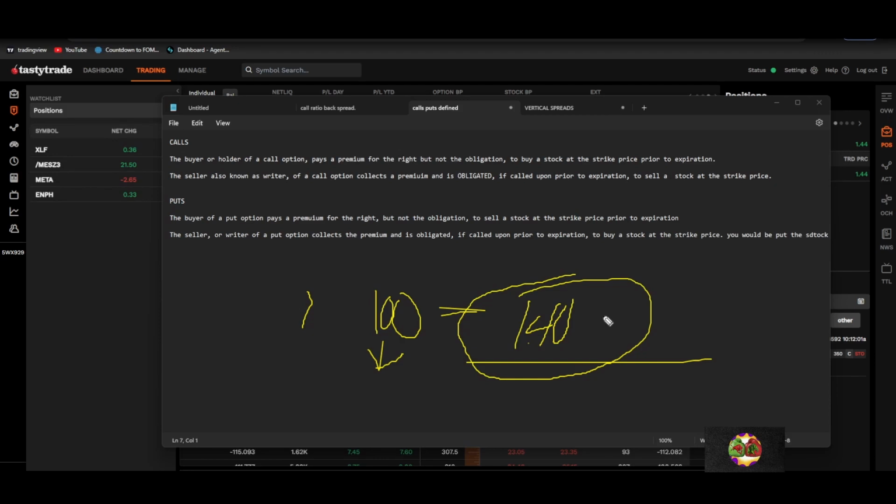Now, say the stock jumps up to 110 and you sold short the 100 call. Well, guess what? You're going to get called away. That means you got to go out there and buy 100 shares of said stock at the strike price selected, which was 100. So 100 times 100 is $10,000, right? So that's a lot of money.